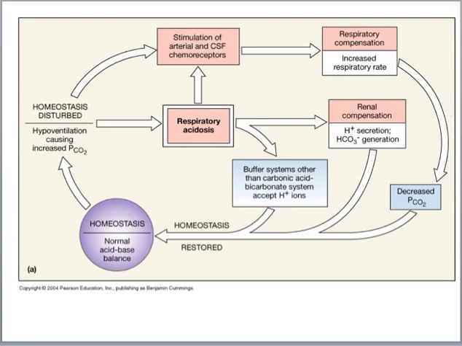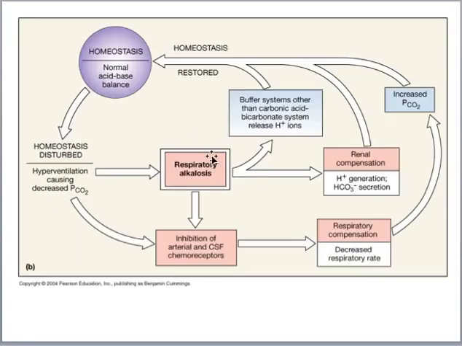Okay. So when you're in acidosis, you're going to breathe faster to try to blow off more CO2, and your kidneys are going to do some things to try to help get your blood pH back to normal. In respiratory alkalosis, what happens is your body will try to decrease your respiratory rate in order to help get you back into homeostasis. And your kidneys are also then going to compensate to try to get your blood back into a normal pH range.